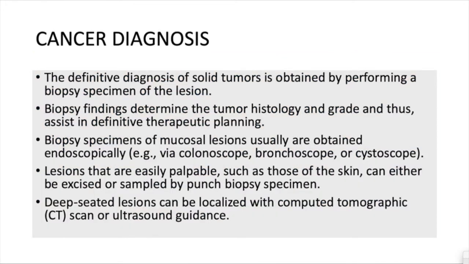Then there is cancer diagnosis. A definitive diagnosis of solid tumors is obtained by performing a biopsy of the lesion. This biopsy mainly gives us the tumor histology and grade, and thus assists in definitive therapeutic planning. Biopsy specimens of mucosal lesions are obtained endoscopically via colonoscope, bronchoscope, or cystoscope. Lesions that are palpable are excised or diagnosed with the help of punch biopsy, and deep-seated lesions can be localized by CT scan or ultrasound guidance.